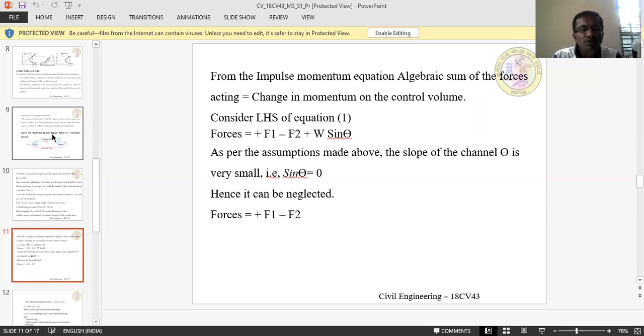So the forces F equals F1 minus F2 plus W sin theta. As per the assumptions made above, the slope of the channel is too small, therefore sin theta is equal to 0. Hence we can neglect that term. The total force acting is the difference between F1 and F2.